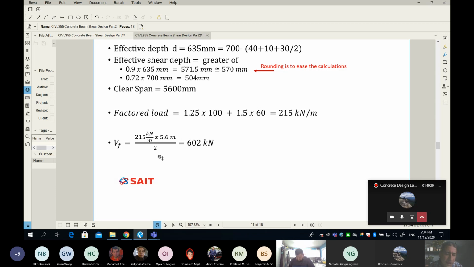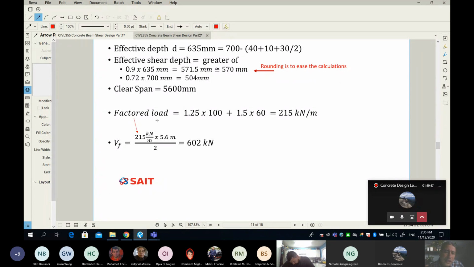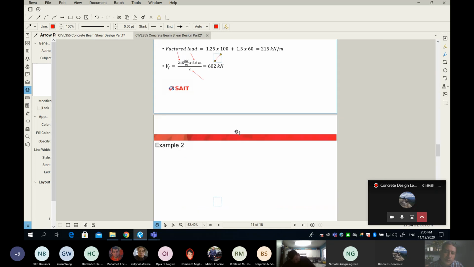Guys, please don't tell me multiply by the span square over 8, because span square over 8 is the moment. We're not designing for moment right now. I'm trying to find the maximum shear at the support, which is W factored multiplied by ln, the span, divided by 2, and here is my shear force, 602.